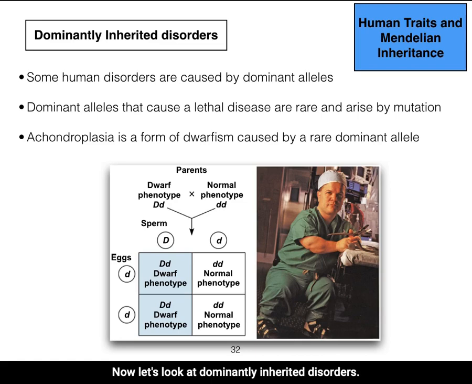Now let's look at dominantly inherited disorders. These disorders are rare and tend to be lethal. They arise by mutations of dominantly inherited traits. Here's an example. The example on the screen is achondroplasia. This is a type of dwarfism caused by a rare dominant allele. If you look at the Punnett square on the screen, you can see how one can inherit this disorder.